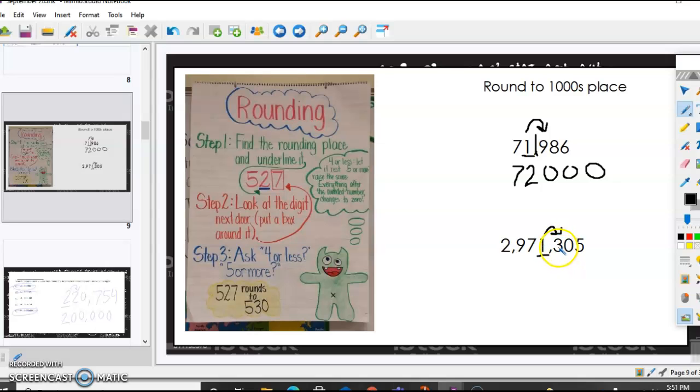Since it's a 3, that's 4 or less, you let it rest. That means that we're not going to change it. It's asleep, we're not going to bother it. So my 1 is going to stay exactly the same.